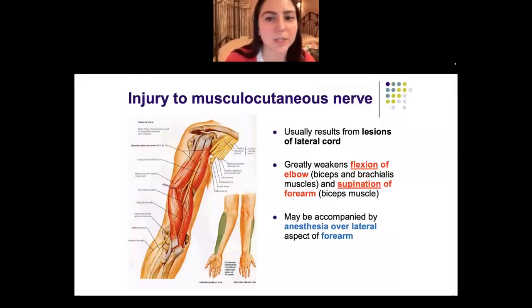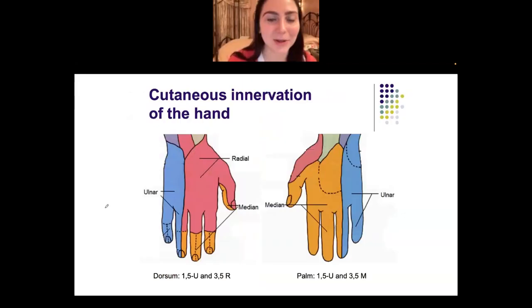So here's injury to the musculocutaneous nerve. So again, remember musculocutaneous is anterior bicep. So this is going to be, like I said, usually results from lesions of the lateral cord. It was in that image, the lateral cord is just where the musculocutaneous nerve came out of. And we talked about this flexion of the elbow, supination, as well as the sensory deficits. But remember, it could be a bullet to the anterior bicep. That can also take out the musculocutaneous nerve.